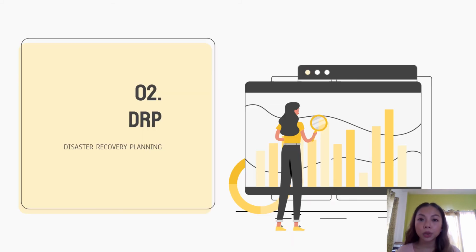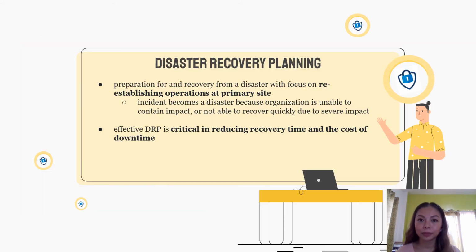Let's move on to DRP. DRP, or Disaster Recovery Planning, is the preparation and recovery from a disaster with focus on re-establishing operations at the primary site. An incident becomes a disaster because an organization is unable to contain its impact or it's not able to recover quickly due to the severe impact of that disaster or disruption.